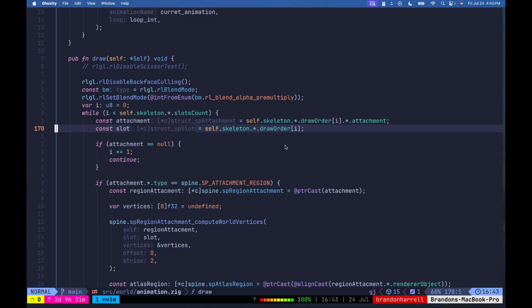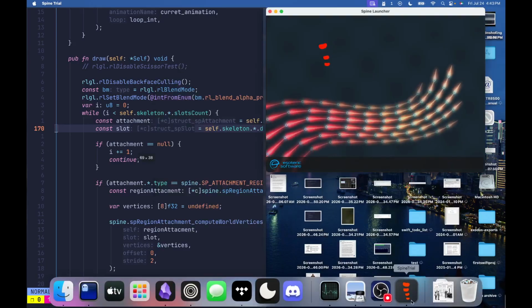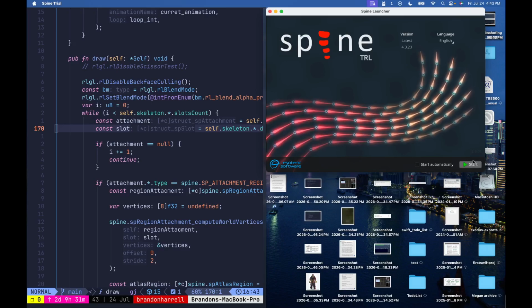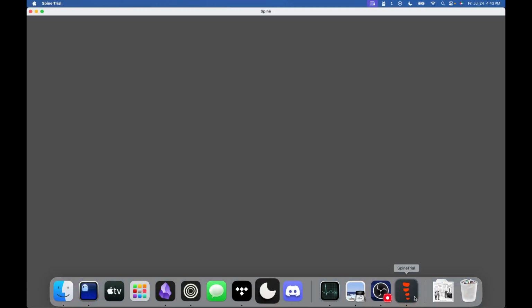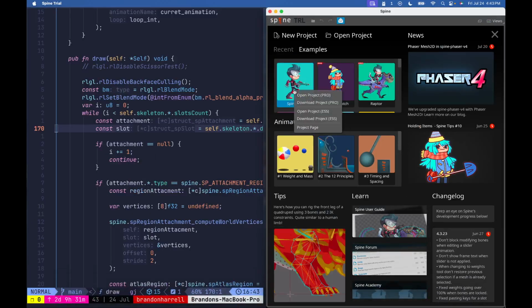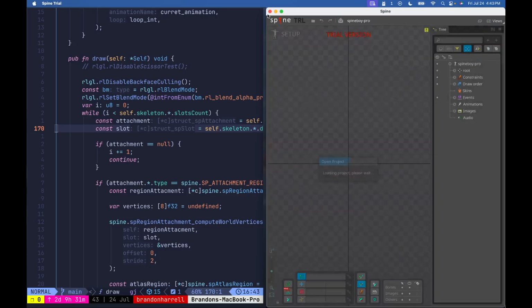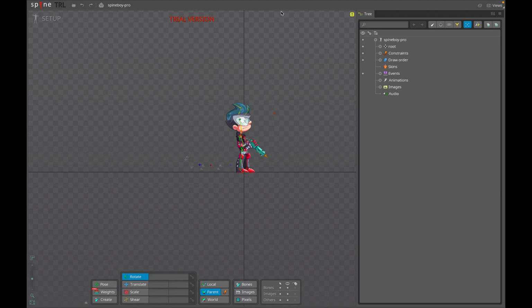Actually, let me do this because it's easier just to demonstrate it. What I'm going to show is that while this character looks 2D, when it goes across the GPU, they see things in a three-dimensional plane.